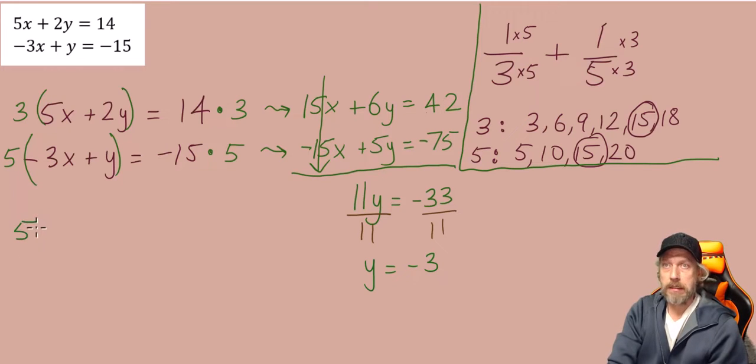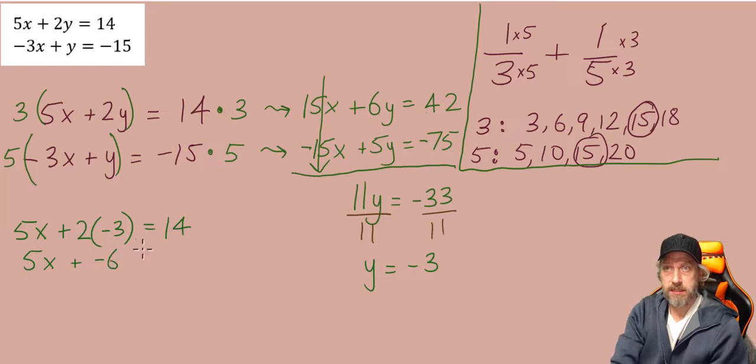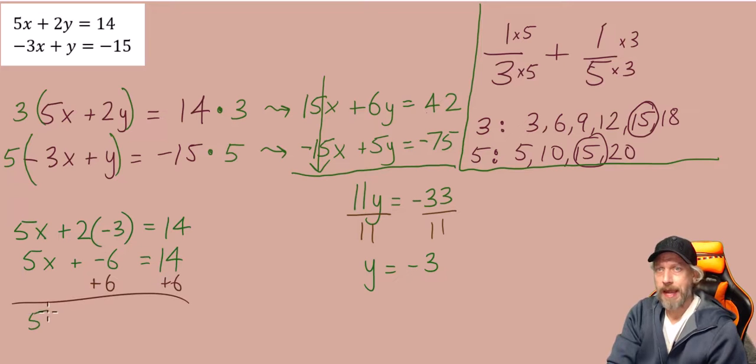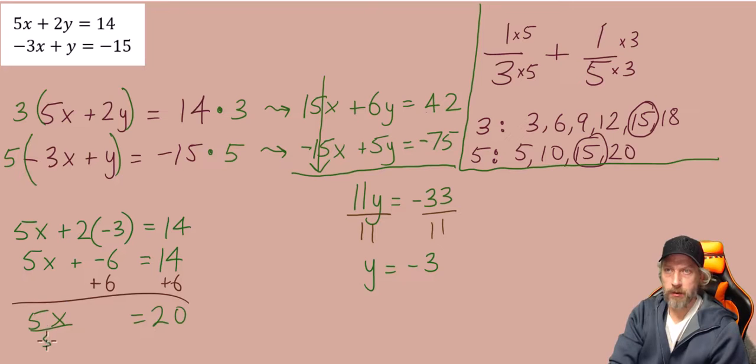Let's do that. Our top equation, 5x plus 2y, now is 2 times -3 equals 14. 5x plus -6 equals 14. And let's just keep rolling. Solving for x, we'll add 6. We're looking at 5x equals 20. I like working with whole numbers here. Dividing by 5, we've got x equals 4.